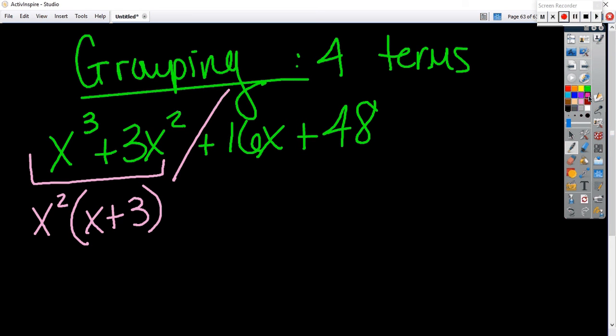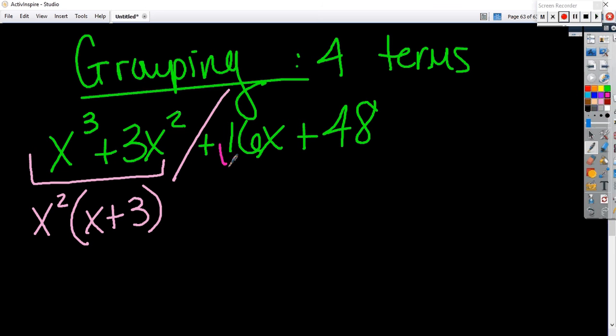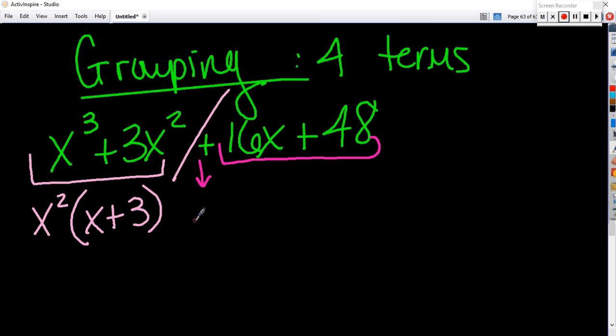Look now at the second 2. We're going to keep this middle sign. Do the second 2 have a GCF? Yes. What is it? 16. If I take a 16 out, what's left?